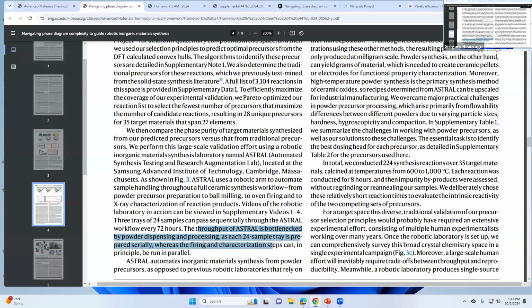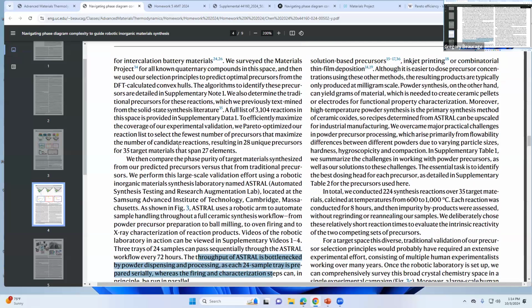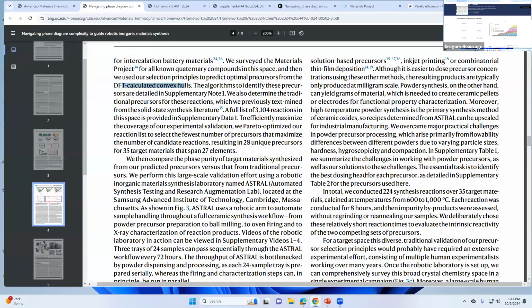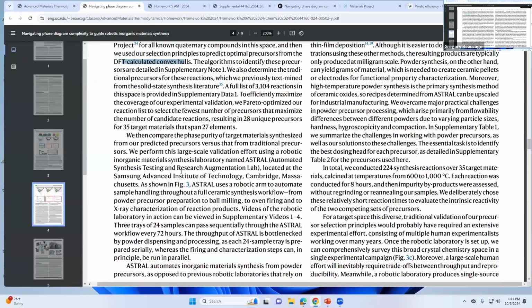So he's using that, he's using DFT. He's got software to calculate these energies, DFT calculated convex hulls. And he's also using literature information. And then he's using the Materials Project, which you should probably glance at. It's kind of like a way to get information about materials. So he's feeding all of that into his predictions to make the diagrams.